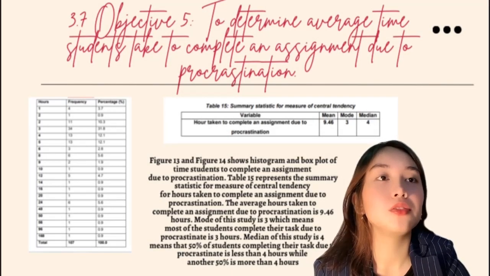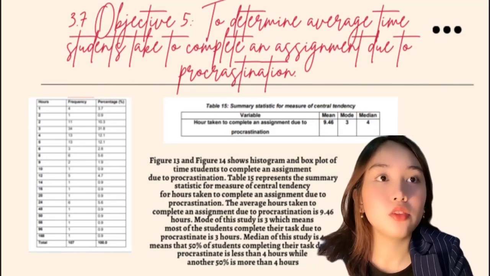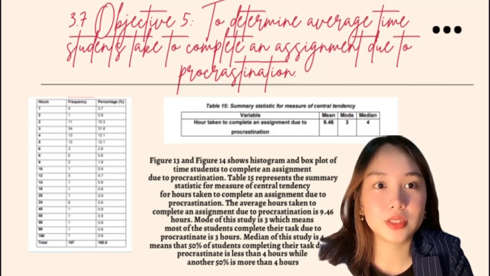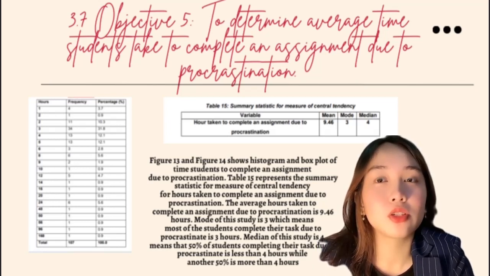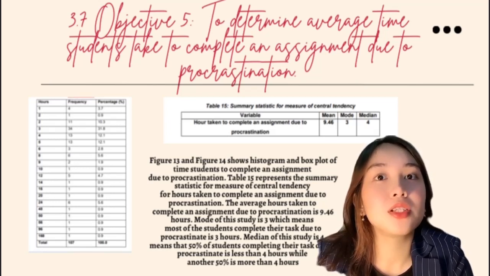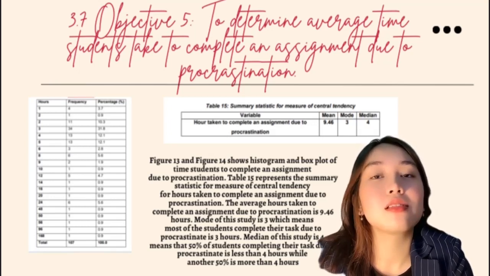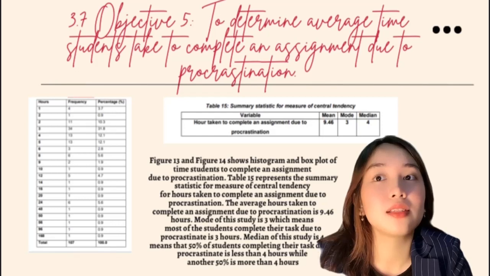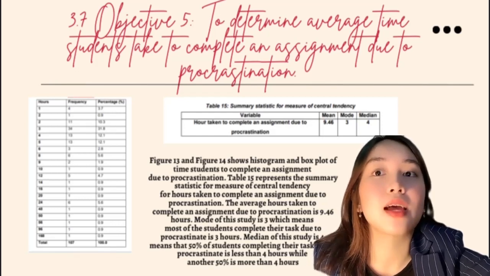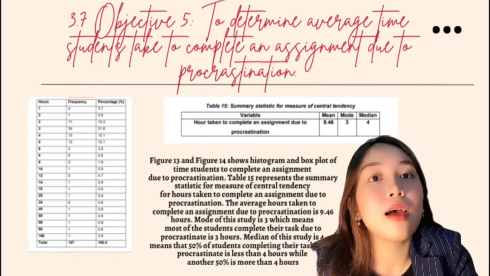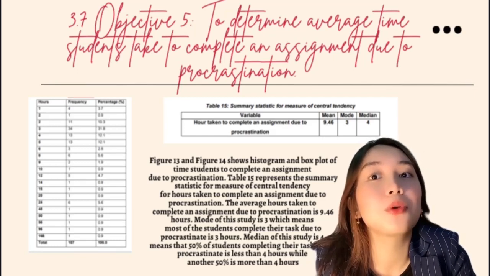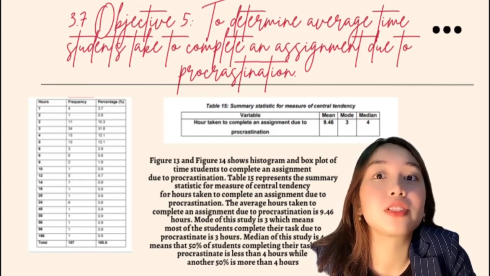Objective 5 would be to determine the average time students take to complete an assignment due to procrastination. Figure 13 and Figure 14 show the histogram and box plot of the time students take to complete an assignment due to procrastination. Table 15 represents the summary statistics for measures of central tendency for hours taken to complete an assignment due to procrastination. The average hours taken to complete an assignment due to procrastination is 9.46 hours.